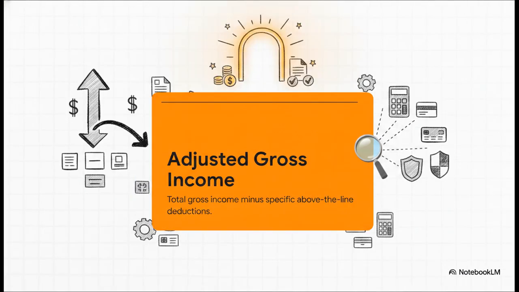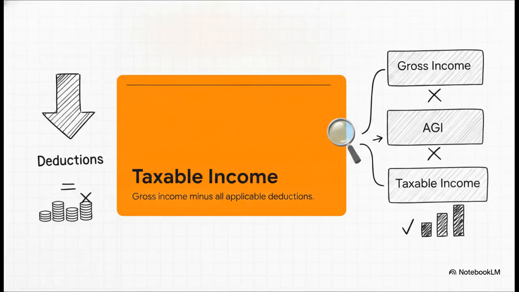Then we have adjusted gross income, or AGI. Now, this isn't just some random calculation. It is the critical subtotal. You take that broad gross income and subtract specific above-the-line deductions. Why does this matter so much? Because AGI is the gatekeeper. It literally dictates whether your client is eligible for a whole bunch of other deductions and credits further down the line.